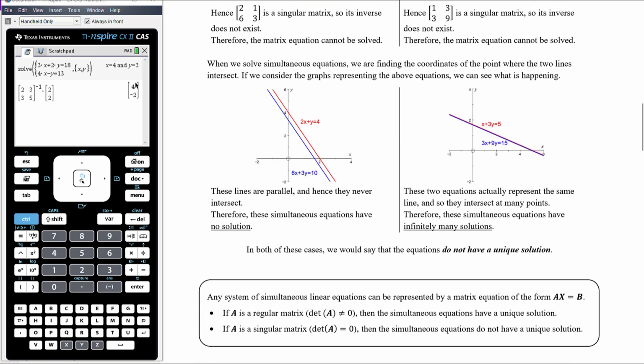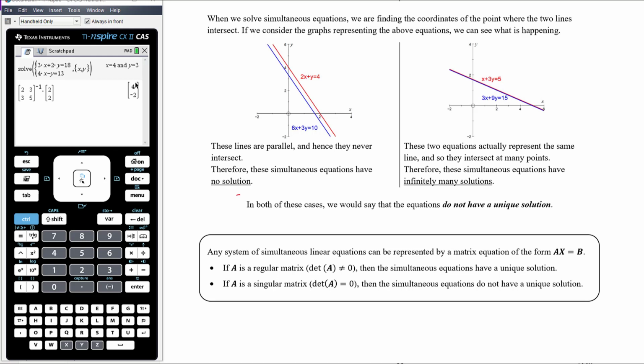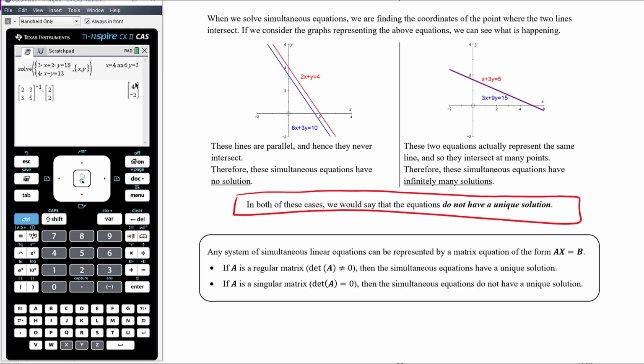Now, in further maths, we're not going to need to make that distinction. We want to group these together to say if the determinant is equal to 0, hence there's a singular matrix and we cannot solve the matrix equation, that simply tells us that the two equations do not have a unique solution. They might have infinitely many solutions, but they do not have a unique solution. There's not a single solution. There's not one point of intersection. So that would be the statement we would make. If we're trying to solve simultaneous equations and we find that the determinant of the coefficient matrix is 0, then we would say that those simultaneous equations do not have a unique solution.